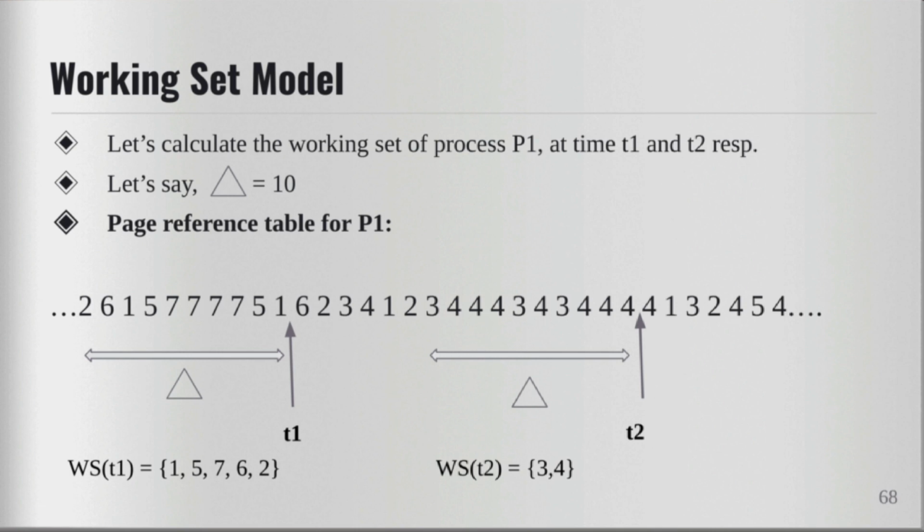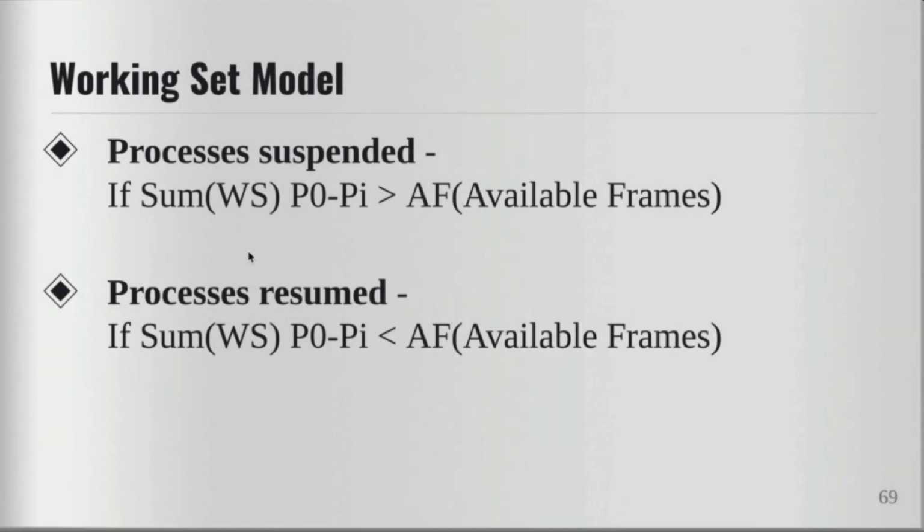Now, how do we solve the problem of thrashing? How do we solve the problem of those page faults using this working set model? To avoid thrashing, if the sum of the working sets of all the processes, let's say process 0 to process i, is greater than the number of frames available in the memory, then some of the processes will be suspended.